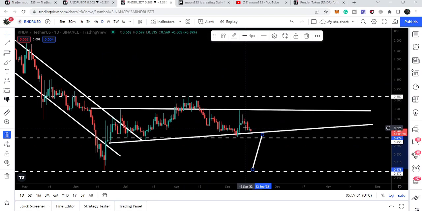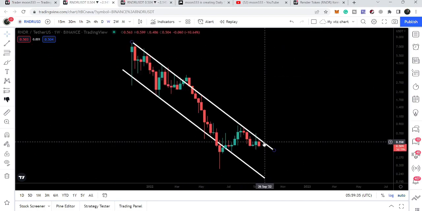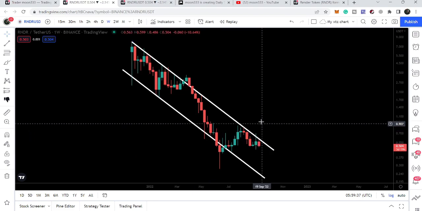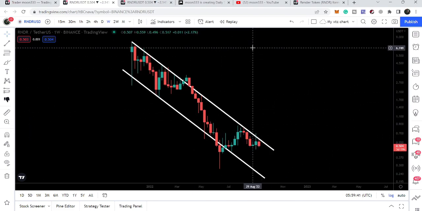And for example, if we move here to $1.20, in that situation we can also break out this resistance of the channel. And by the way, the target after this breakout will be here at the top of the channel. That will be approximately $6.70. So this was the update so far.